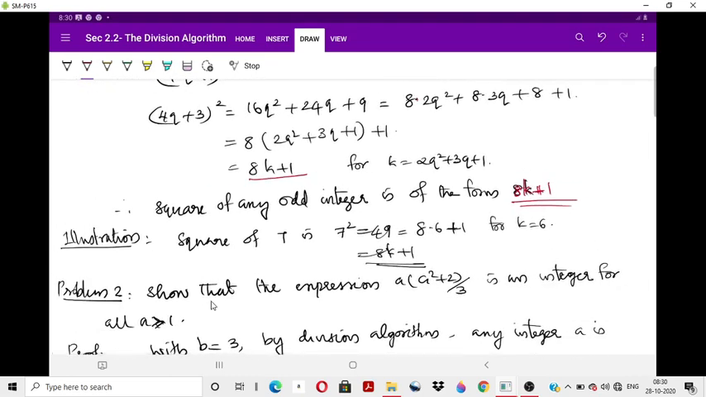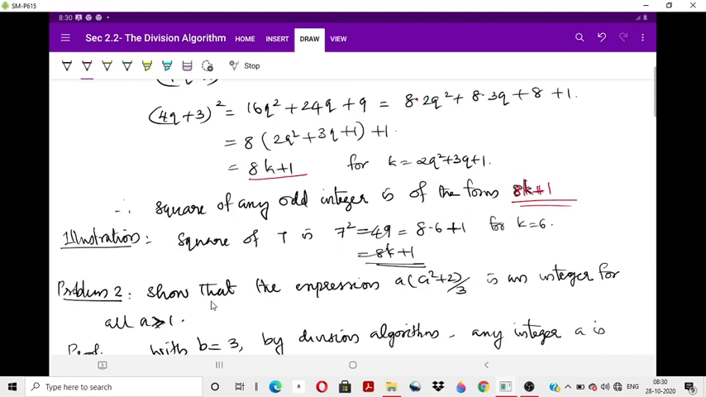Now another important problem. Show that the expression a into a square plus 2 by 3 is an integer for all a greater than or equal to 1.